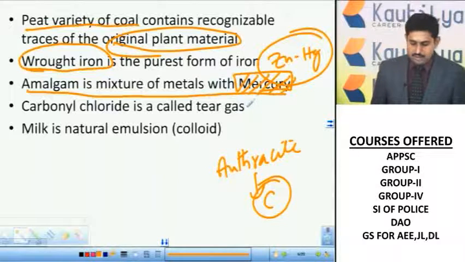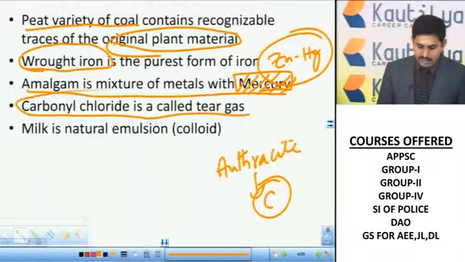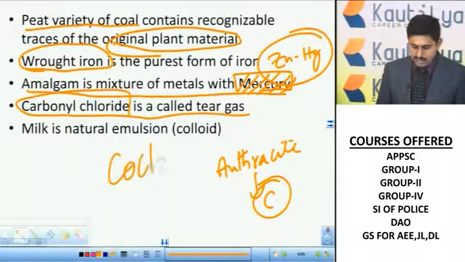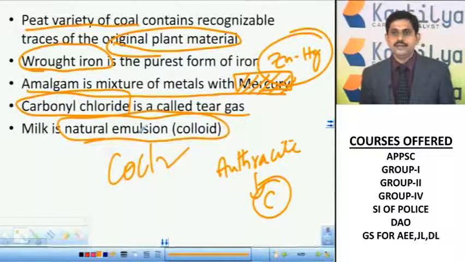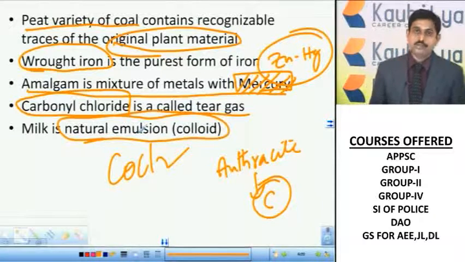Right. The chemical name of tear gas is carbonyl chloride, that is COCl2. Milk is an emulsion, so milk is one example of a colloidal solution. Ink, milk and blood are called colloidal solutions.